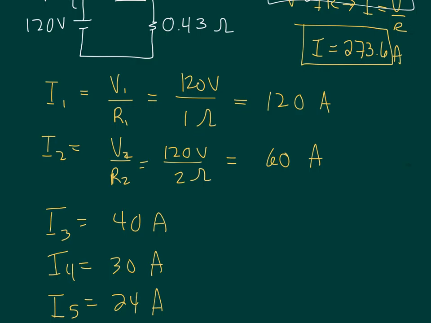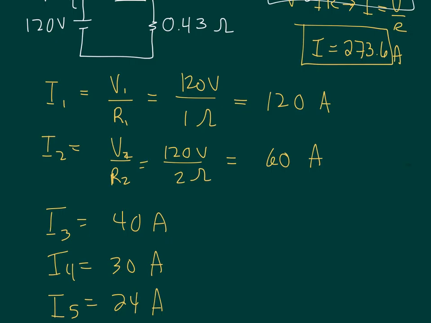And look at the actual current that we had: 273.6. Okay, it's not a coincidence. This is 180, 220, 250, 270, 274. 273.6. The sum of the currents across each resistor equals the current provided by the network.